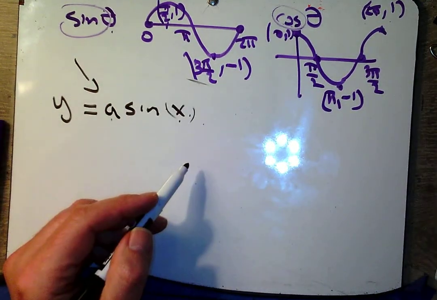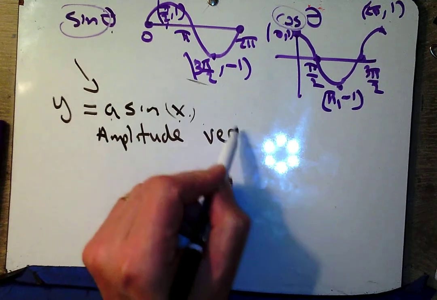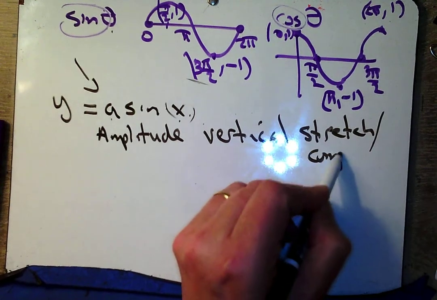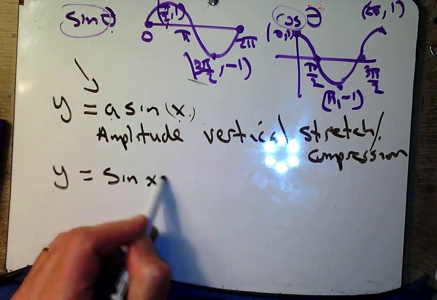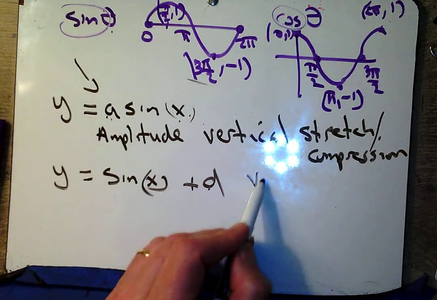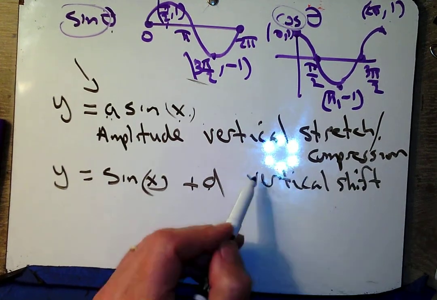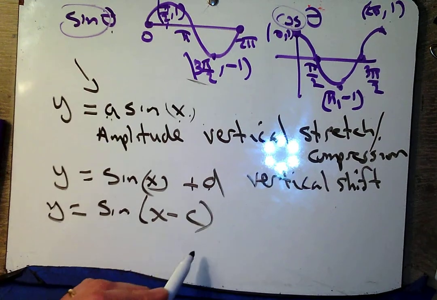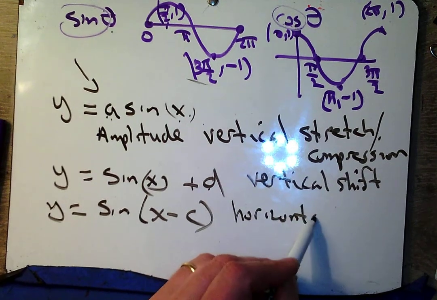We just talked about it. This is amplitude. It's a vertical stretch or compression. And here, y equals sine x plus d. Well, this is outside the function just like this is outside the function. So this one's the vertical shift. Y equals sine x minus c. Remember, inside is opposite land. That's a horizontal shift.